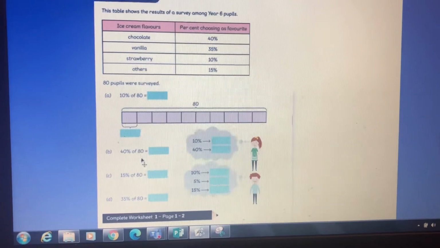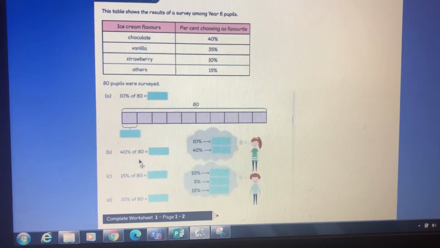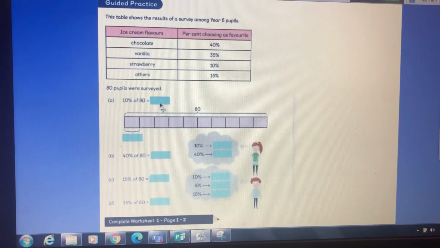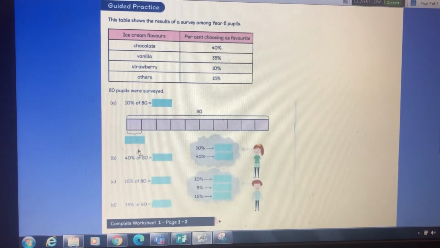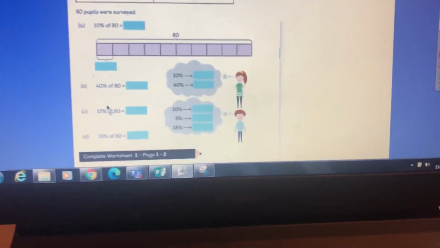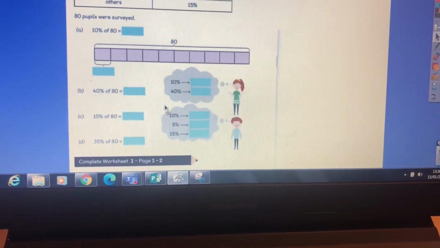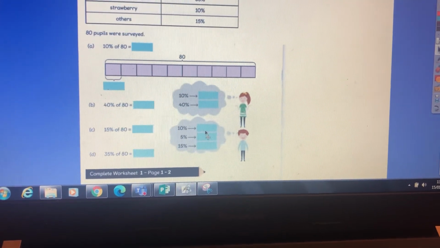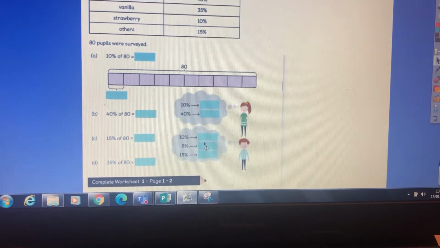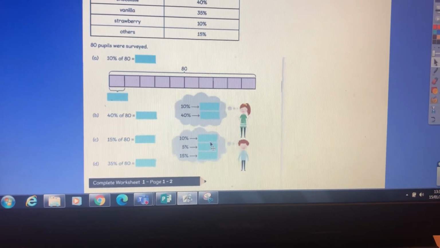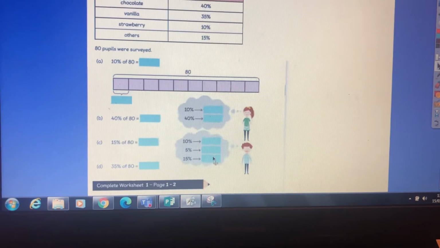For B, you've got to do 40% of 80. So you've already done 80 divided by 10, which is here. So the answer in this first blue box, you would multiply by 4. For 15%, we know 10% of the number now, which you would have already written down. To find 5%, you would half this number, and then those two numbers you would add together.